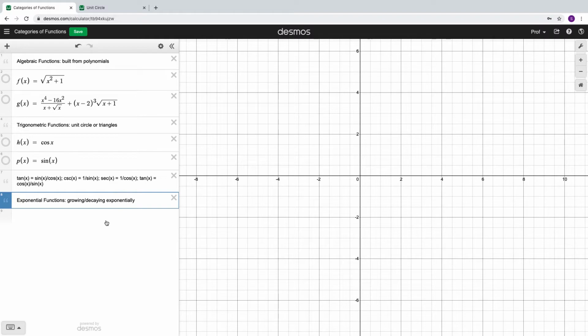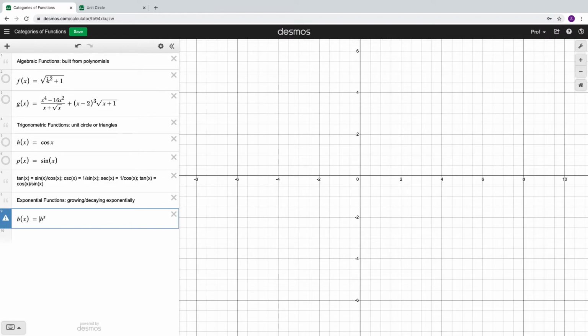Many things grow exponentially. Population grows exponentially. The number of infected people at the beginning of a pandemic grows exponentially. And our exponential function has the general form b to the x, where b is any number. Now notice the big difference, and I shouldn't have used b here. That's okay, I'll change it in a second.